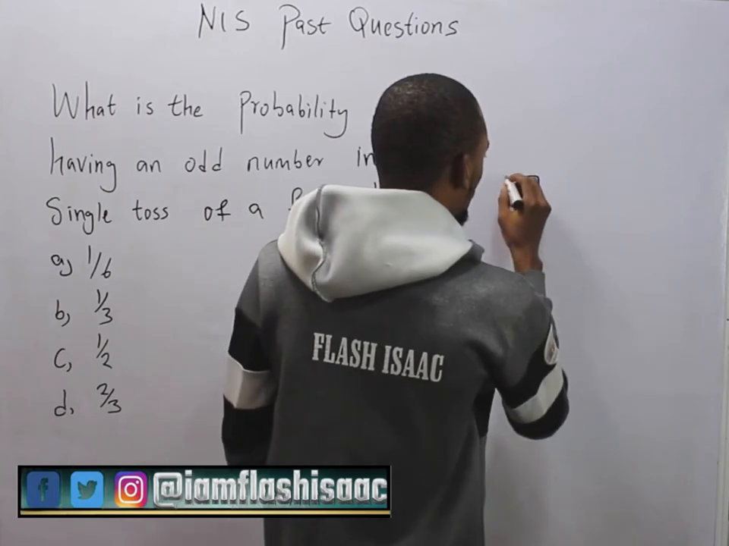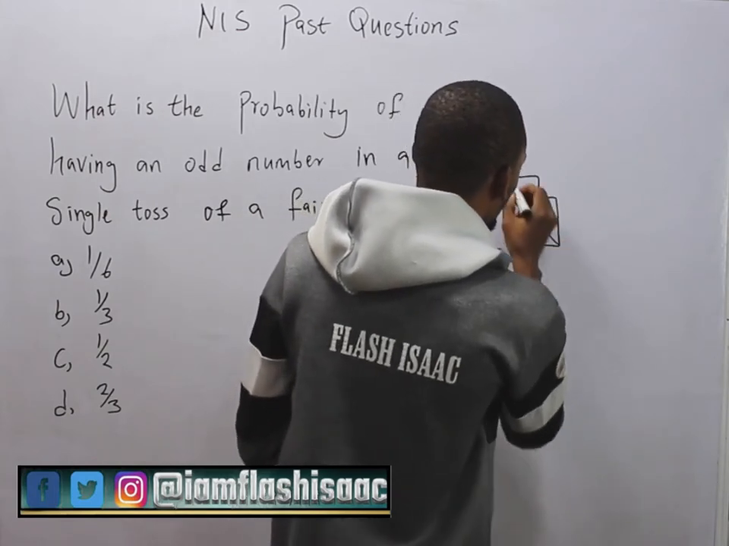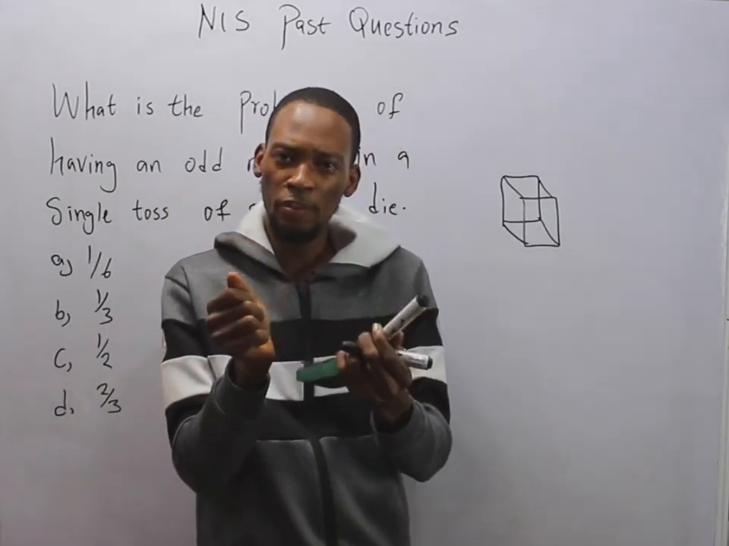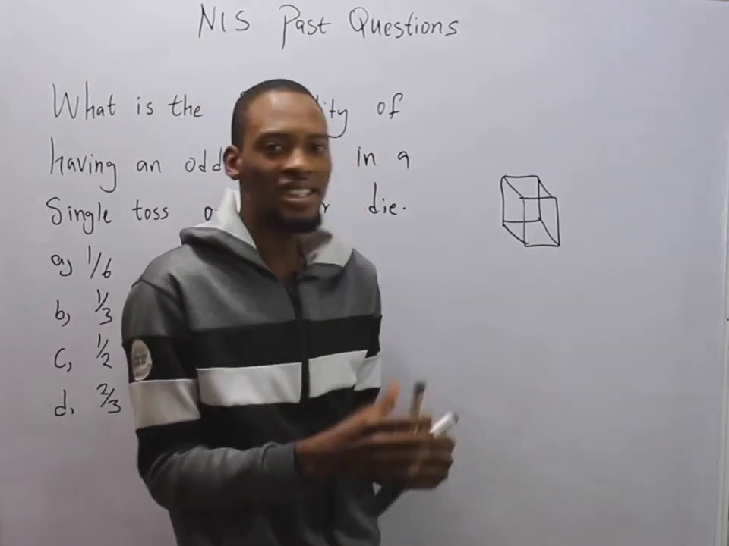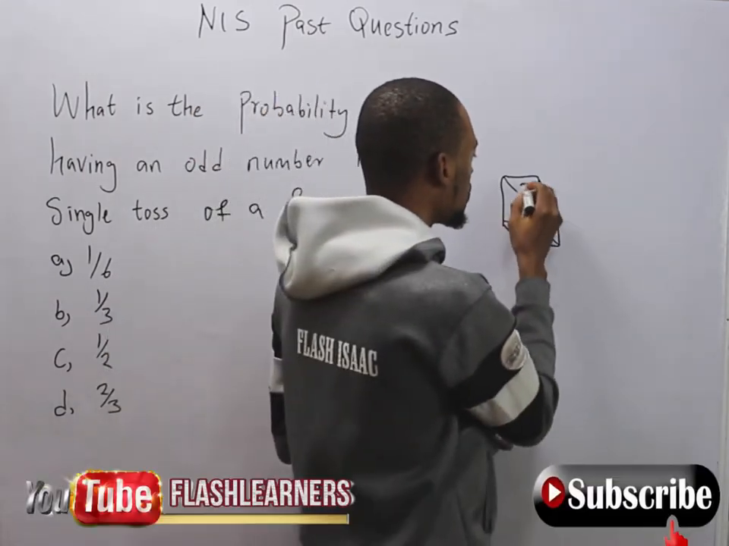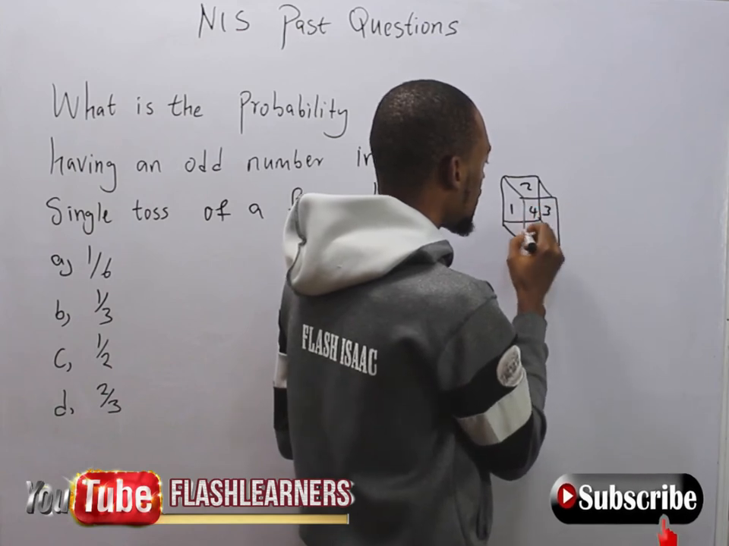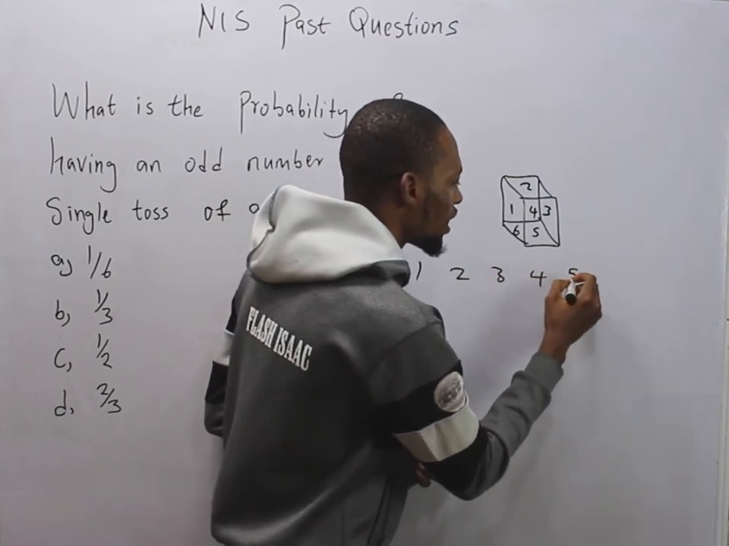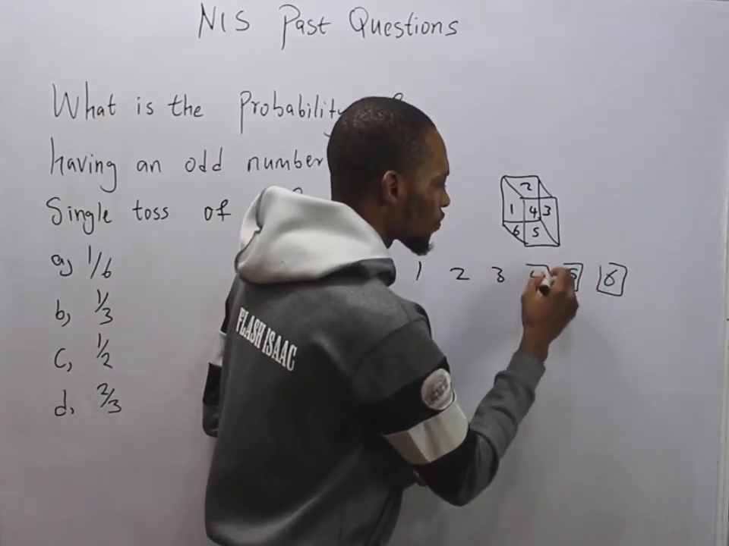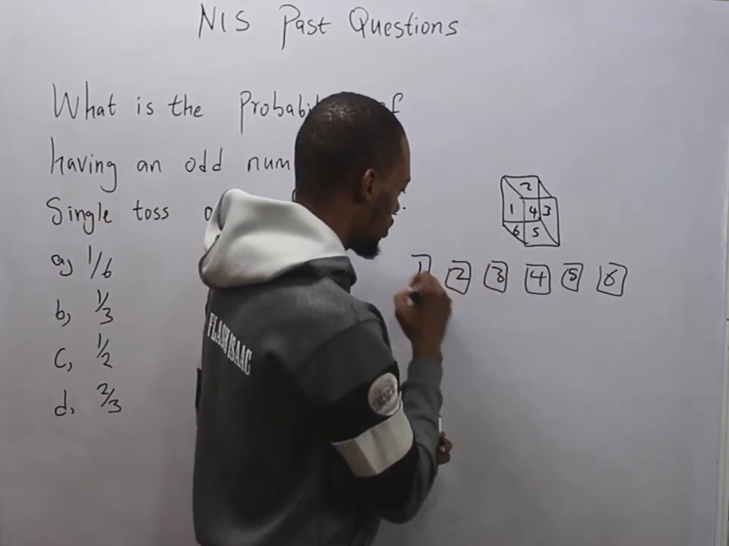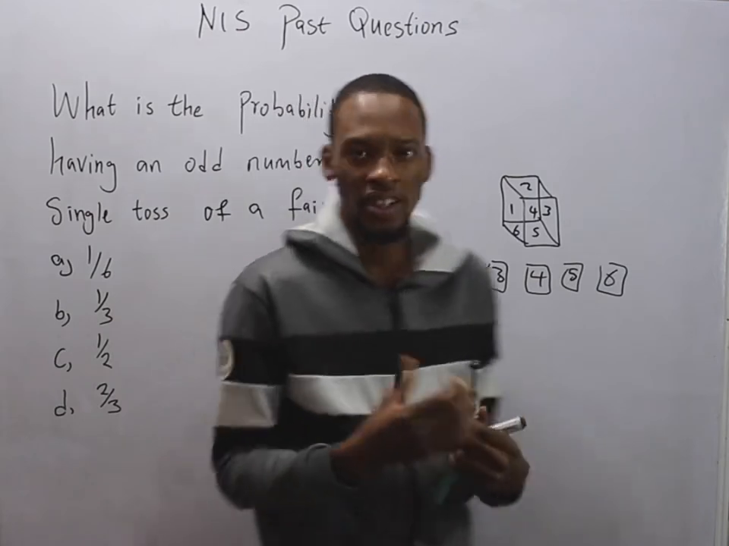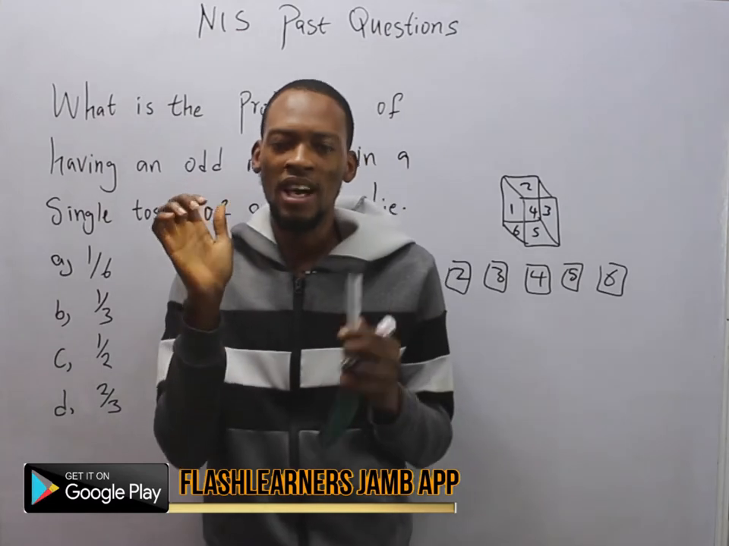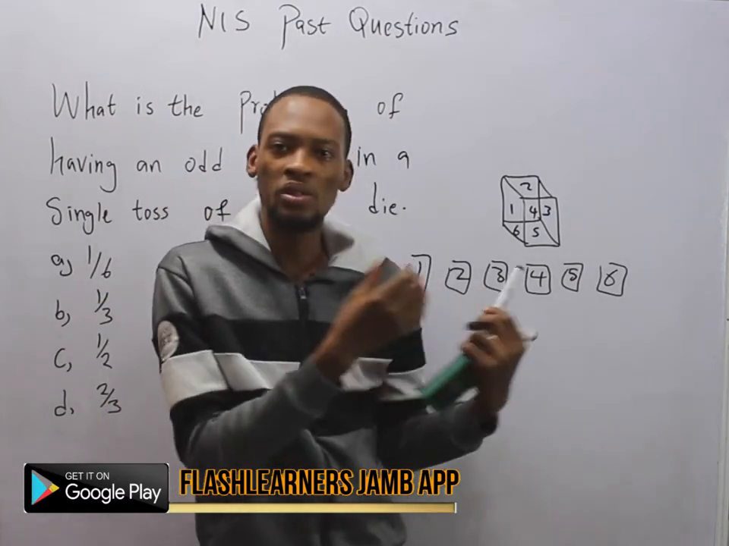Now, a die was tossed. A die has 6 sides. For example, you know a Ludo game, when you play Ludo. It has 6 sides, and the sides are numbered 1, 2, 3, 4, 5, 6. These are the sides of a die. Now, it was tossed just once. So when you toss it just once, the numbers you have are 1 to 6.